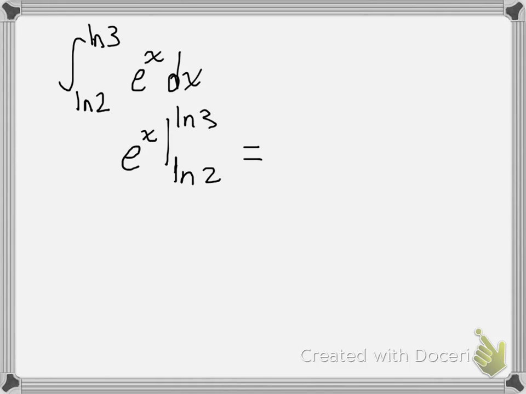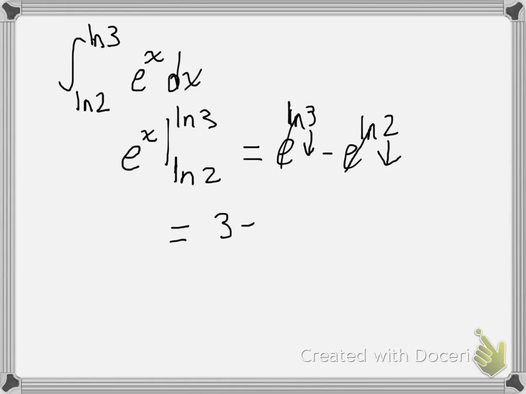Now, this is going to give us e to the natural log of 3, minus e to the natural log of 2. What we've got to remember is that when we have e raised to a natural log of something, the e and the ln are going to cancel, and the 3 will come down. Same thing right here, e and ln cancel, and the 2 comes down. So we end up having 3 minus 2, and that is equal to 1. And that's the answer for that one.